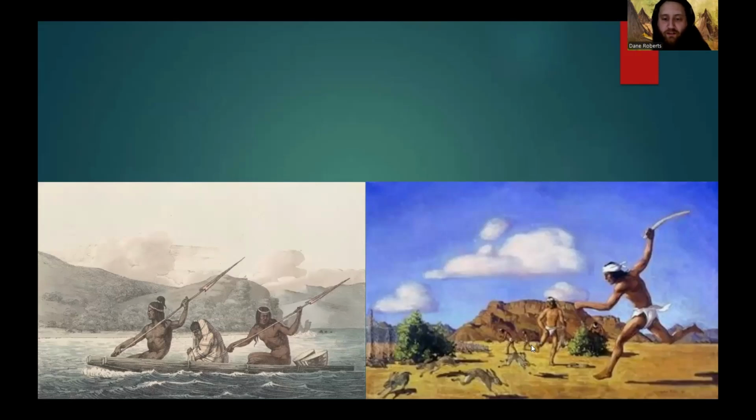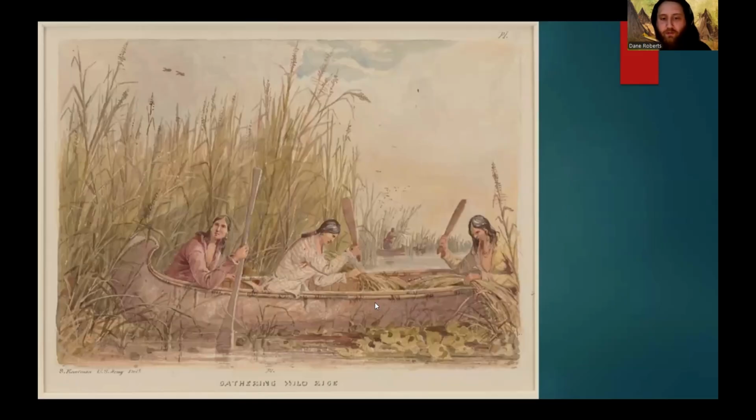The people in the desert utilized different methods and hunted things like rabbits, etc. And we'll get more into their foodways in a second, but you can see that here. And then, of course, the people in the Great Basin also utilized different methods and foods, such as harvesting wild rice, which is a very important food staple for the Native American peoples of the Great Basin.